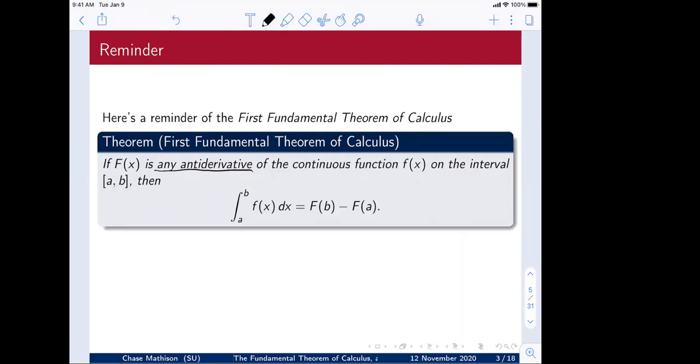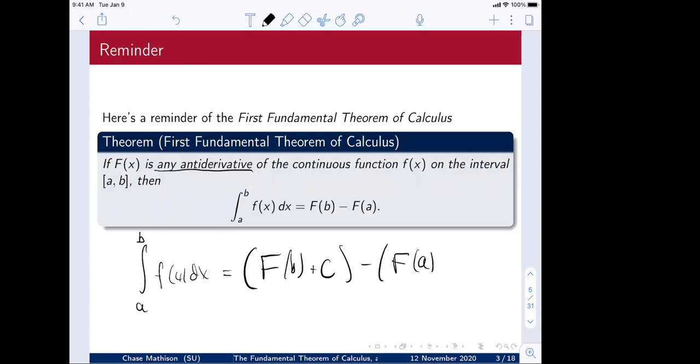And here's why. If I'm looking at the integral from a to b of f of x with respect to x, well, if I add on the c, I'm going to get F of b plus c minus F of a plus c. But then this is F of b plus c minus F of a minus c. So the constant just goes away. So when you're doing definite integration, you don't need to include that constant.